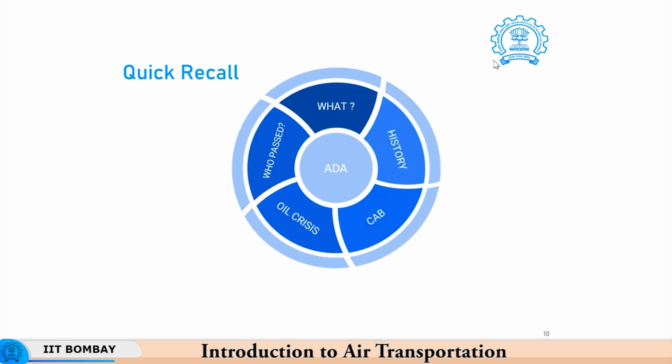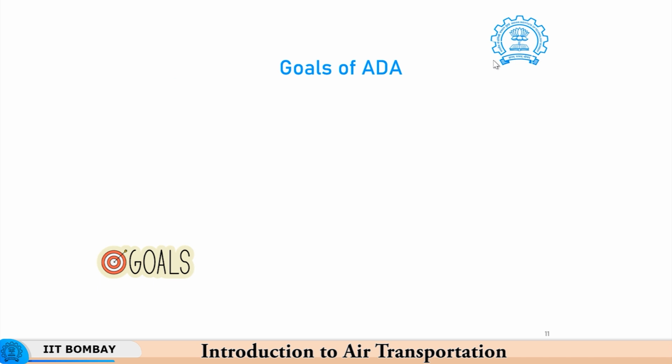So, let us quickly recall what exactly the Airline Deregulation Act is. It is an act by the Senate of the US to deregulate the aviation sector. The history is that the Civil Aviation Board became very powerful and in many ways it became bureaucratic also. The problems were compounded by the oil crisis of the mid 70s. Because of that, the US Senate under the leadership of the then President Jimmy Carter passed this particular act. So, what are the goals of this act? The goals of ADA.